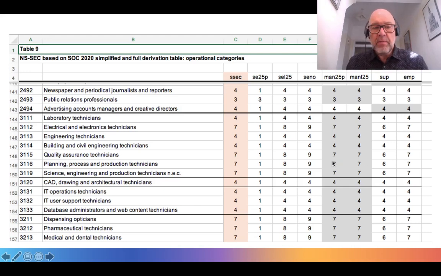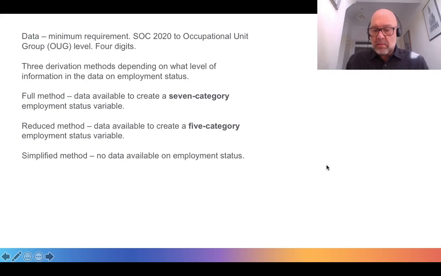So conversely from this, where quality assurance technicians are not allowed to be managers, we see here for occupational unit group 2494, advertising accounts managers and creative directors, these are managers, and actually in accordance with the definition of the occupational unit group, they shouldn't be supervisors or employees, so that's why these are shaded.